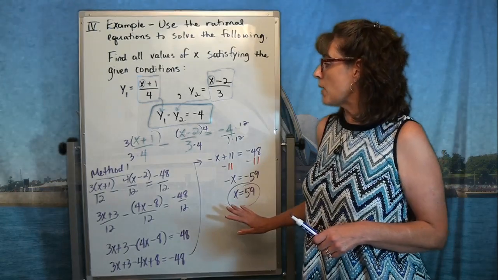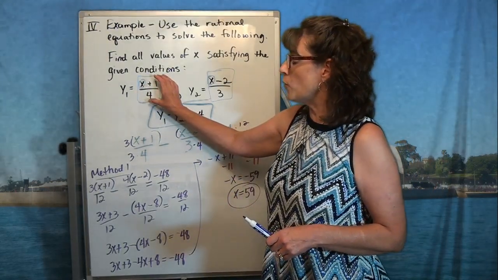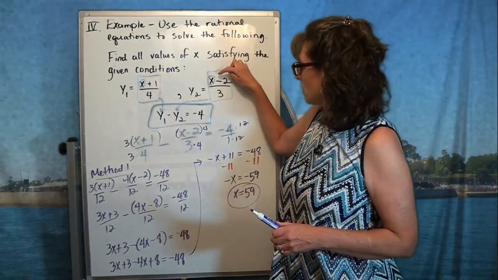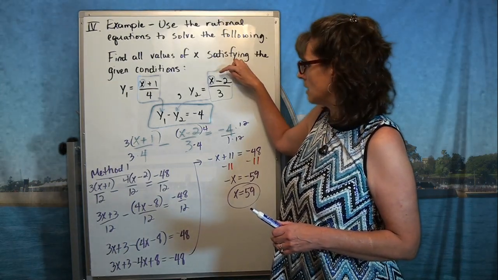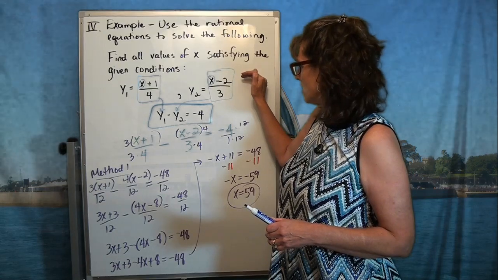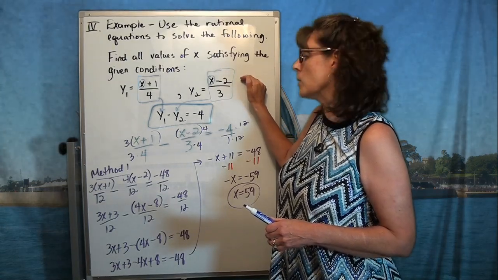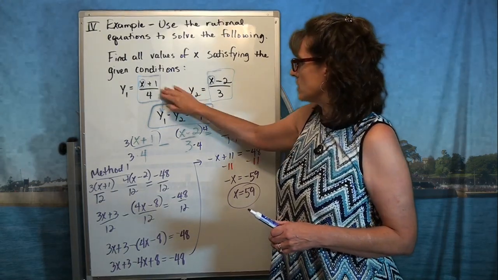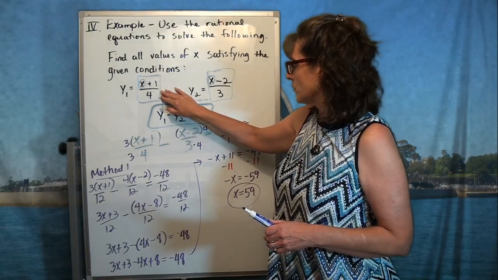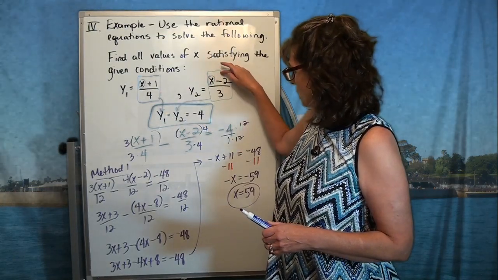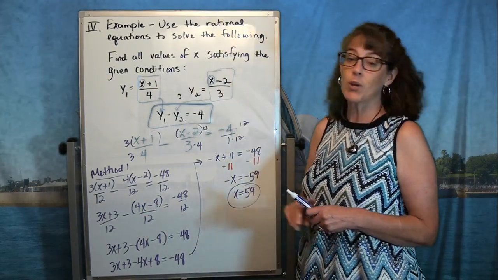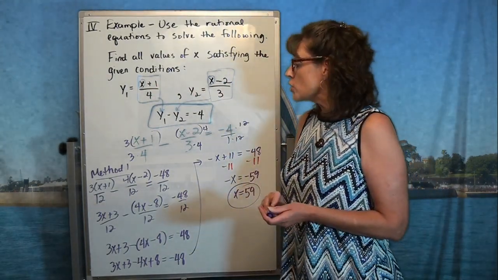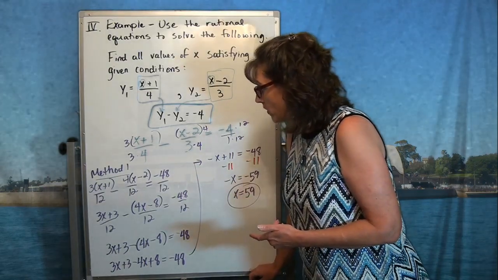That is the number that when I put it up here and I get a 60 over 4, which is 15, put it up here and I get a 57 over 3, which is 19, and 15 minus 19 will give me the negative 4 that I wanted. So like I said, method 1 works just fine.